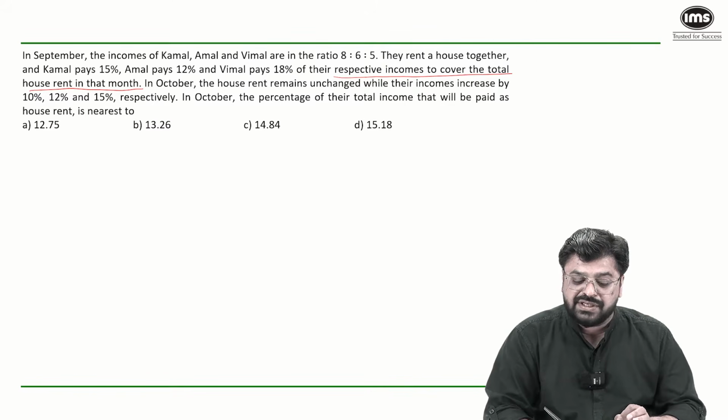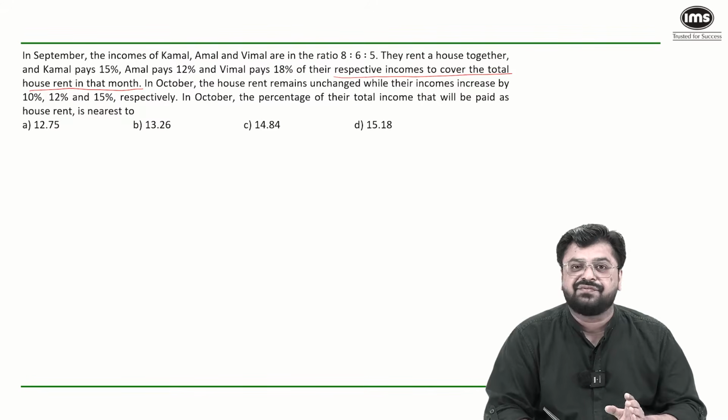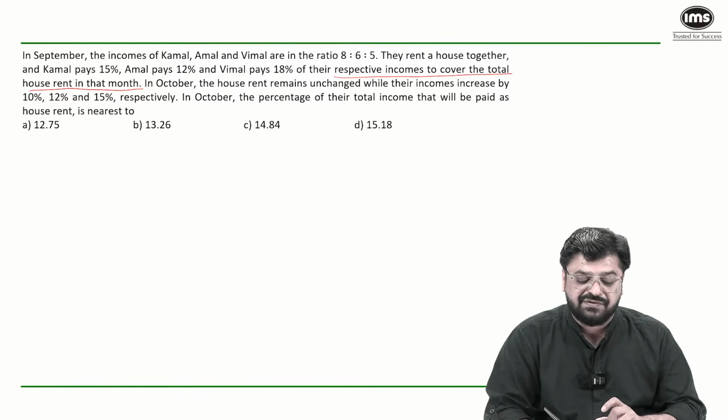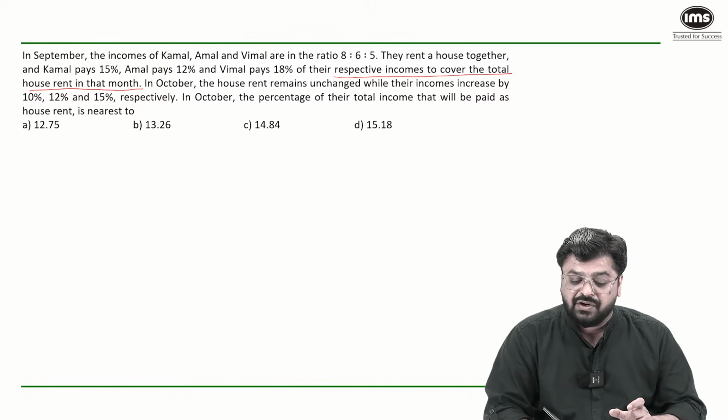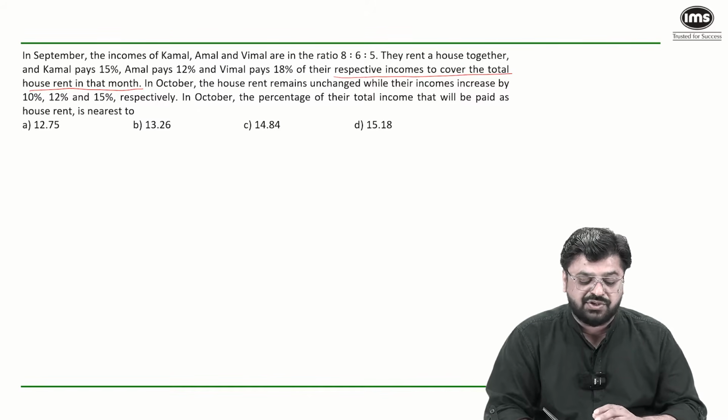In October, the house rent remained unchanged while their income increased by 10%, 12% and 15% respectively. In October, the percentage of their total income that will be paid as house rent is nearest to.